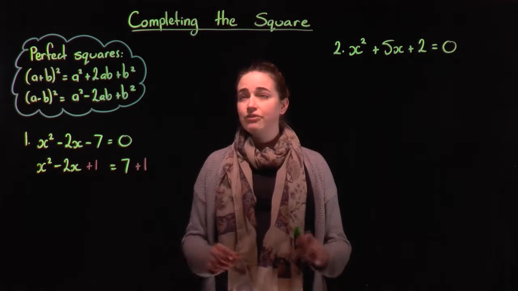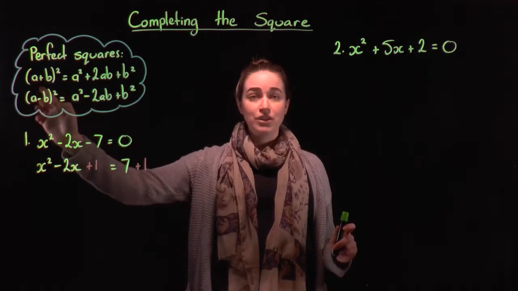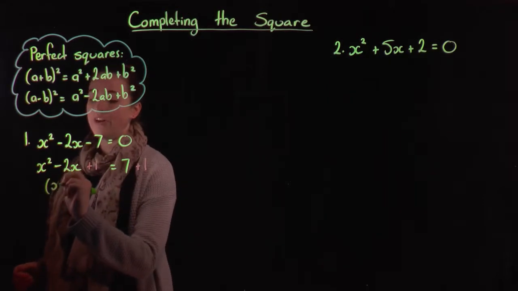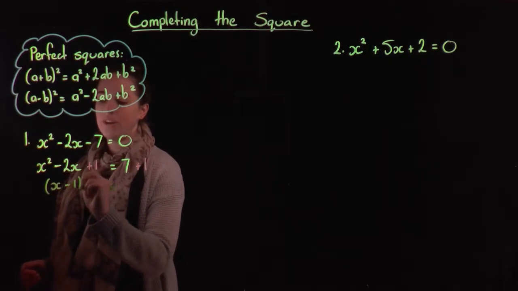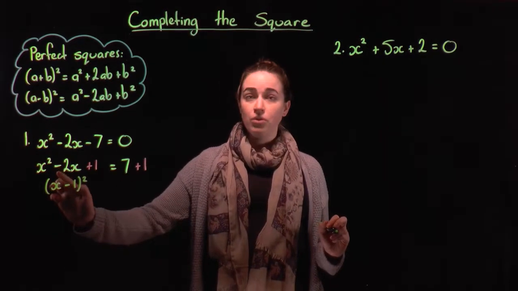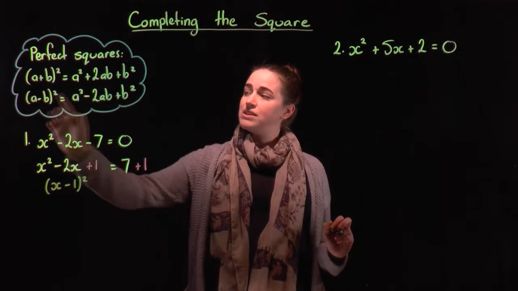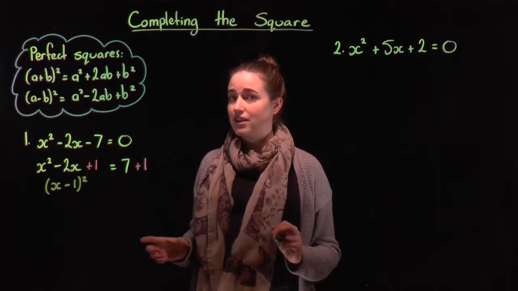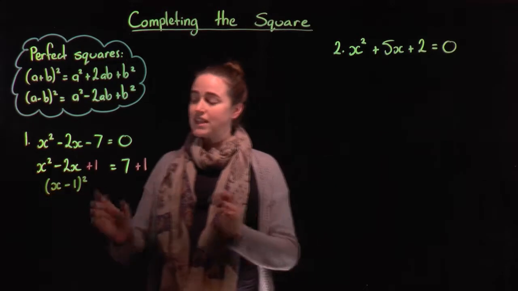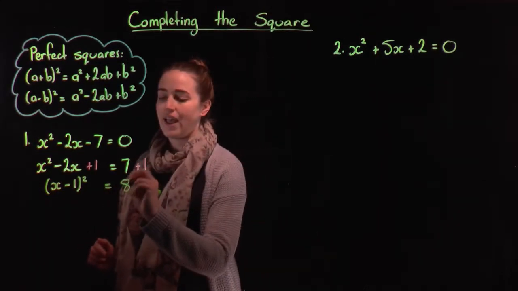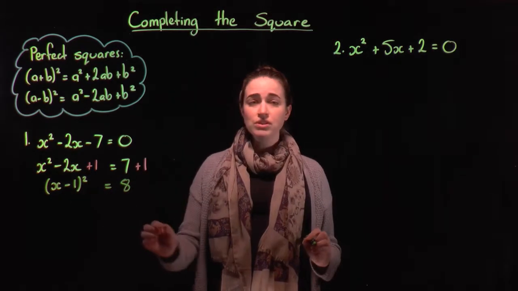Now that we have it in that form, we can factorize back to something that looks like this. So that means that this left-hand side is going to become (x minus 1) squared. The reason it's got the minus in there is because that middle term was negative. If it was positive, we'd have a positive in our brackets when we factorize. All right, so that's the left-hand side, and that's going to be equal to 7 plus 1, which is 8. And now we can go through and solve this.